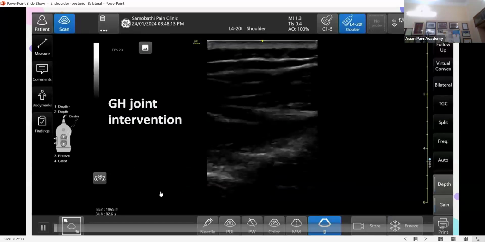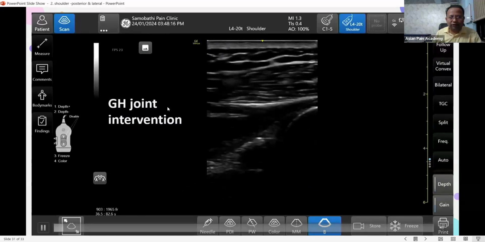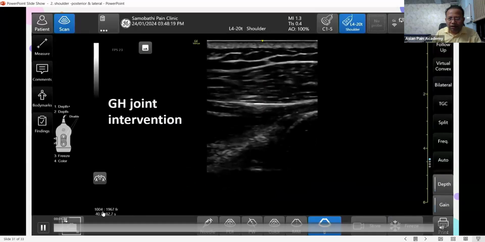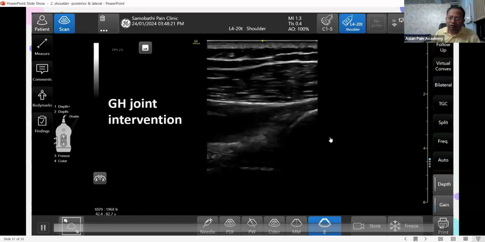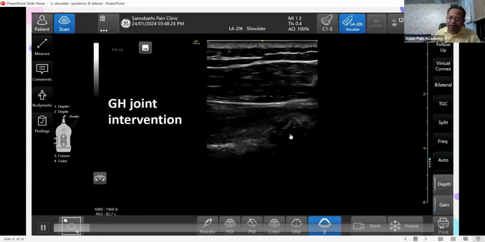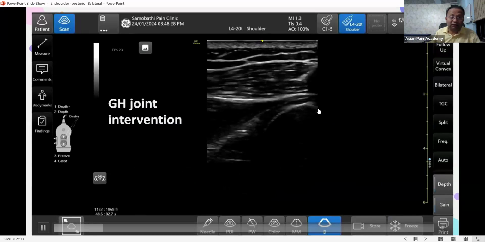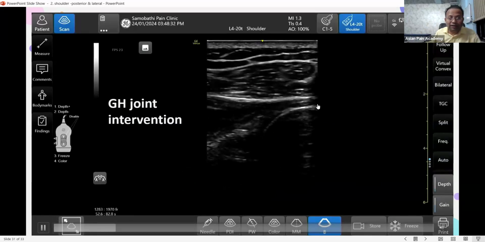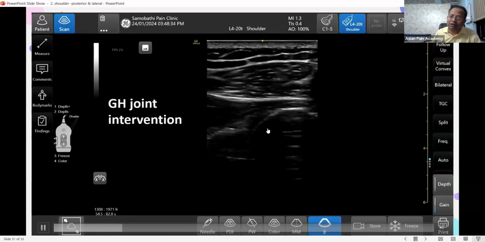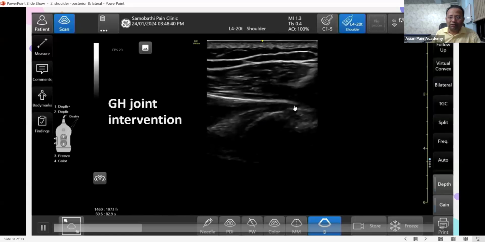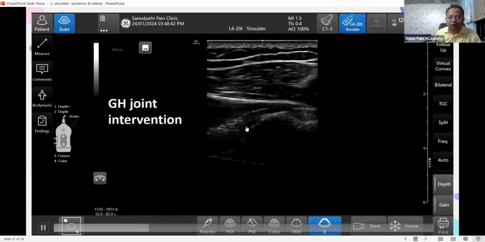So this is also another glenohumeral joint intervention. So here you can see, when you are seeing below the scapular spine, as soon as you see a rounded structure, you know that is the humeral head. That is the easiest way of locating. Humeral head means rounded structure, rounded margin. So this is the humeral head.